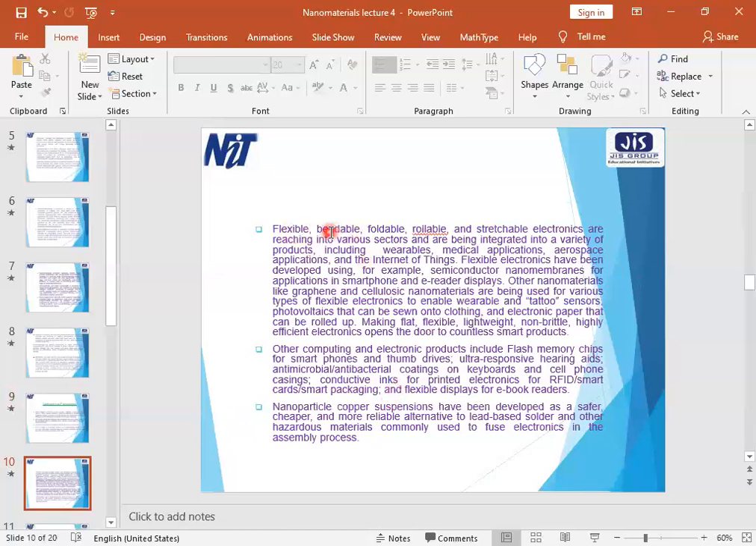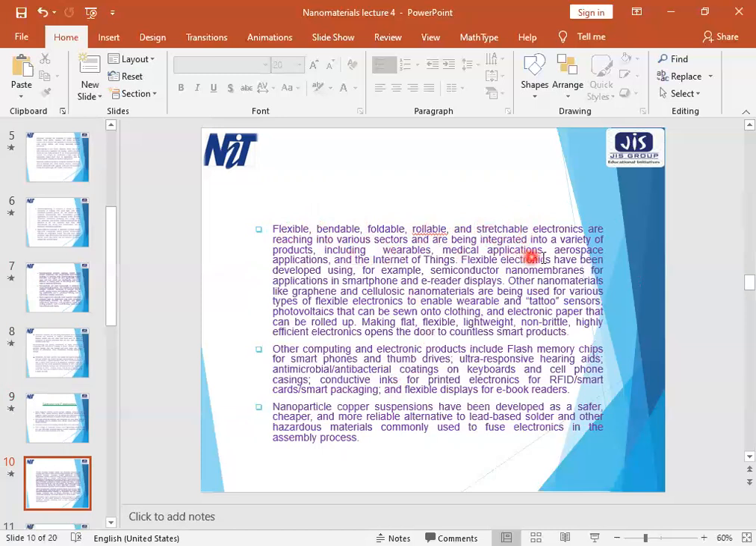So there will be miniaturization. Flexible, bendable, foldable, rollable, and stretchable. You see, the electronic device will be flexible. It will be bendable. You can bend it. The smartphone will be bendable, foldable, rollable, as well as stretchable.